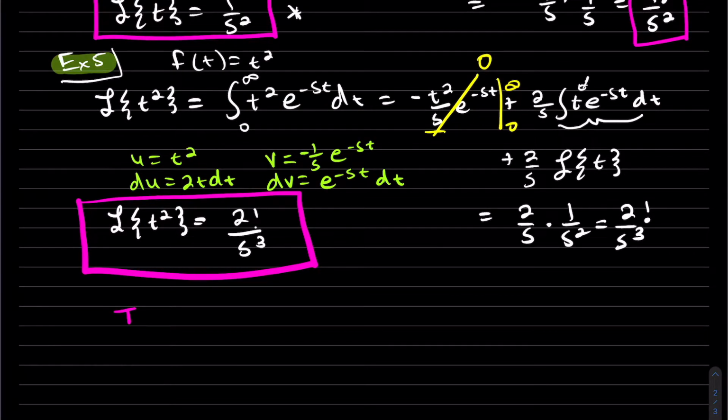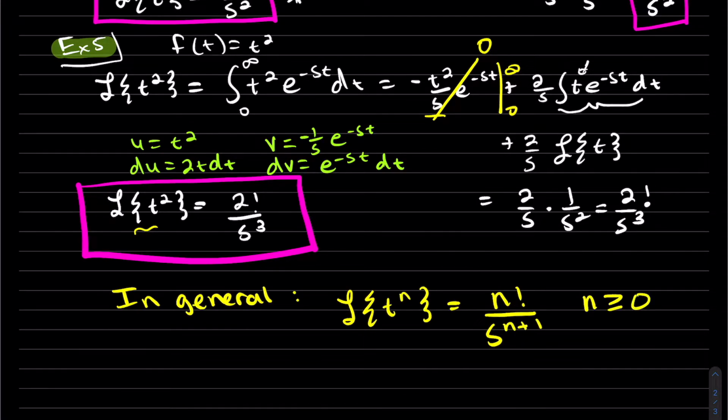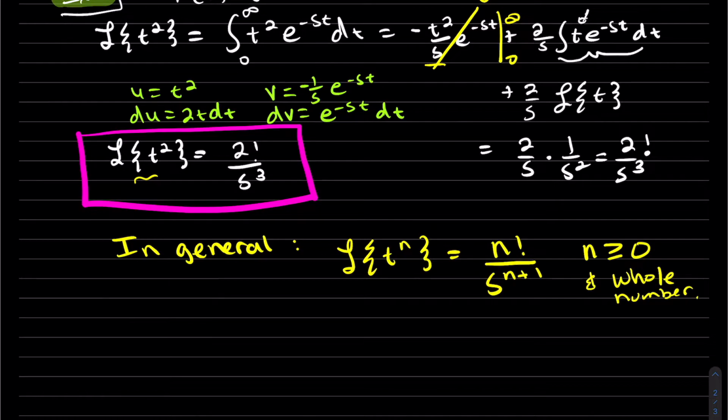So in general, this is the one to look at: t raised to the n. That looks like n factorial all over s to the n plus 1. But that is only for n greater than or equal to 0 and basically a whole number. Because if it's not, then that's where we have to use the formula of the gamma function.